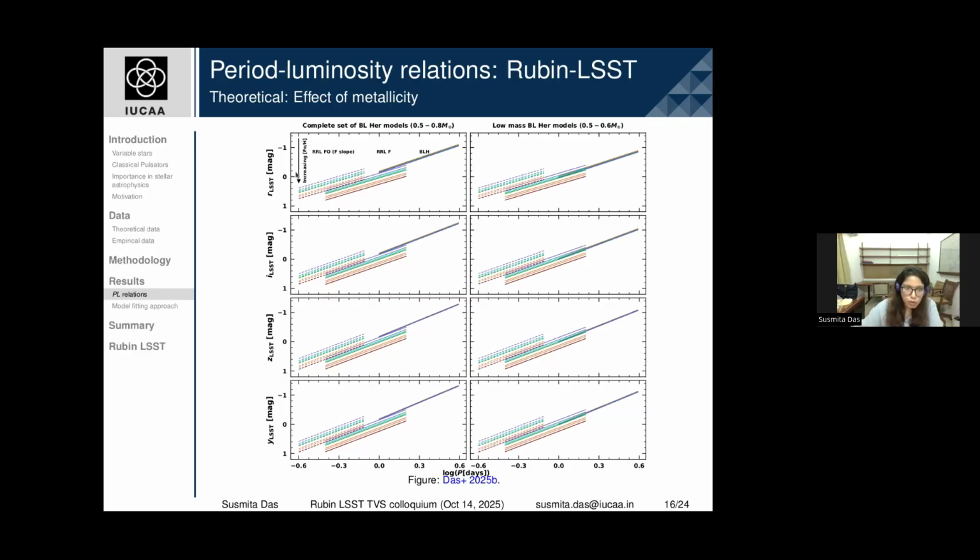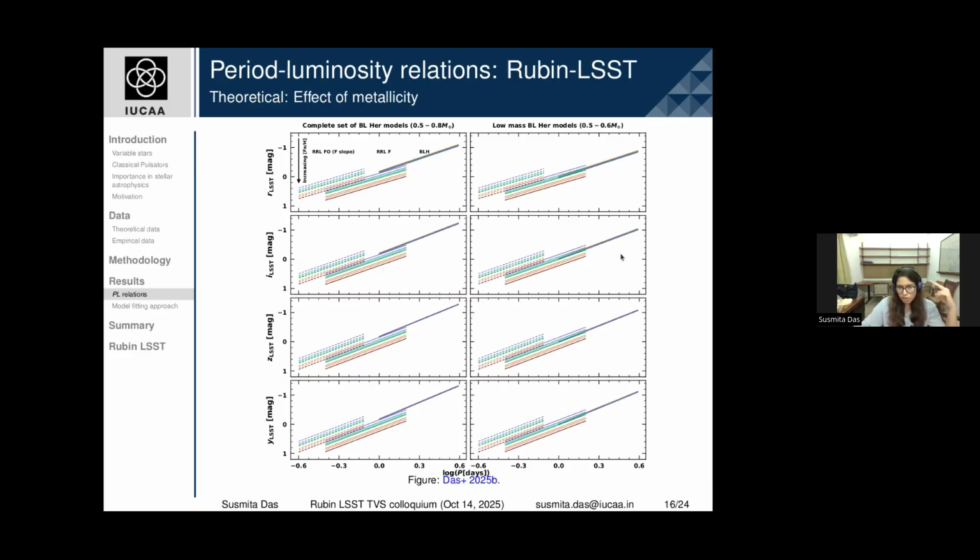The arrow downwards indicates increasing [Fe/H]. If you look at the downward arrow, it means that for the different colored lines, as we move down, the metallicity increases. Now here, on the shortest period side are the RR Lyrae that are pulsating in the first overtone mode. Here in the middle are the RR Lyrae that are pulsating in the fundamental mode. And on the rightmost side are the BL Her models that we have been discussing so far.